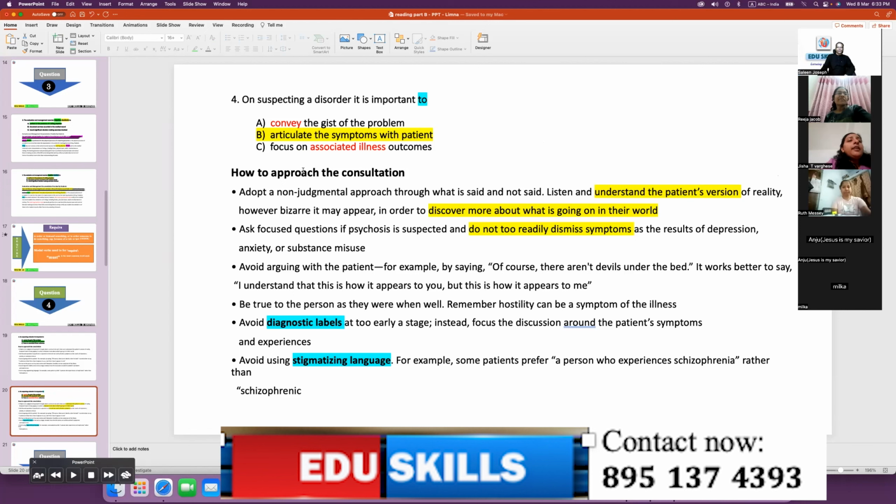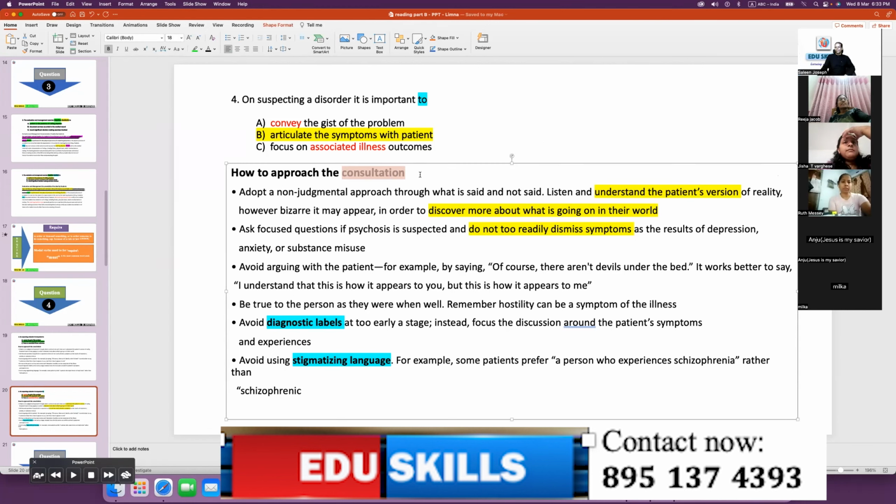How to approach consultation? Consultation means what? If you are going to consult a doctor because you suspect something, you are going to enumerate the symptoms that you experience, right? Nothing else. Consultation means that. So the heading itself gives the answer.